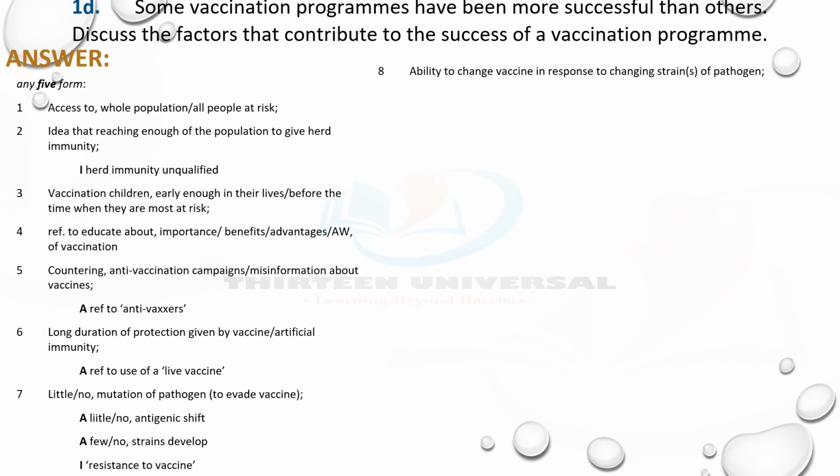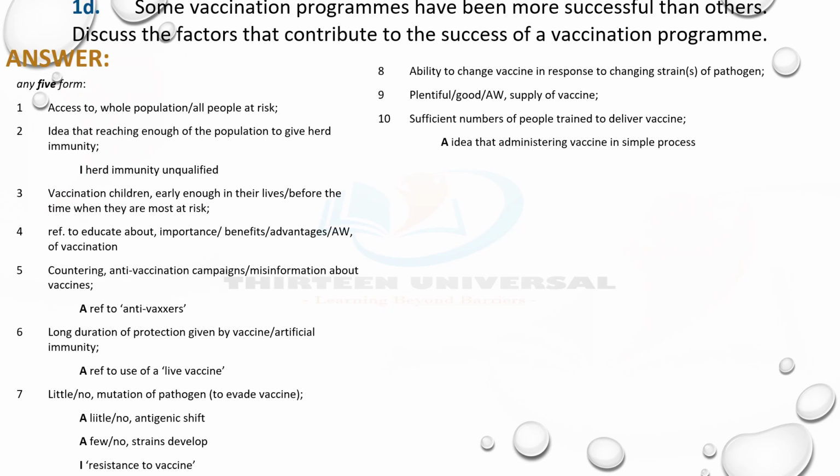Ability to change the vaccine in response to changing strains, in case mutation occurred. There is a plentiful, enough supply of vaccine. There is a lot of information here. Sufficient number of people trained to deliver the vaccine. You can see that. That is the idea that administering the vaccine is a simple process. Any positive reference to cost of production, transport, storage. So these were cost effective.